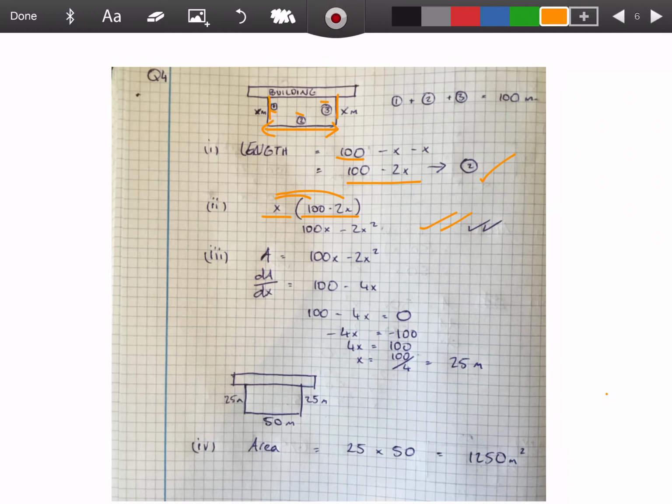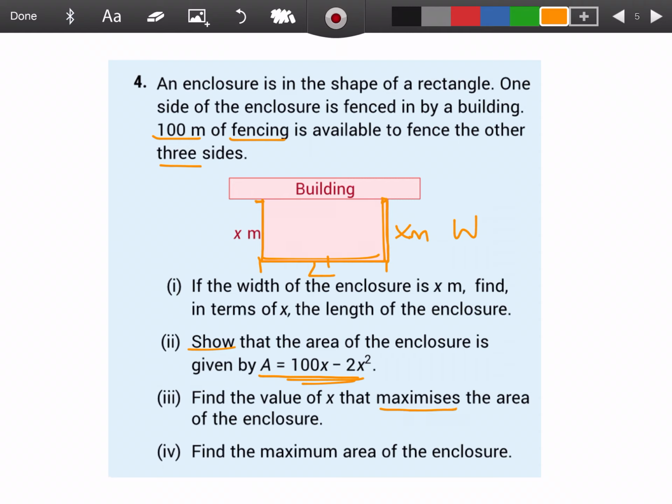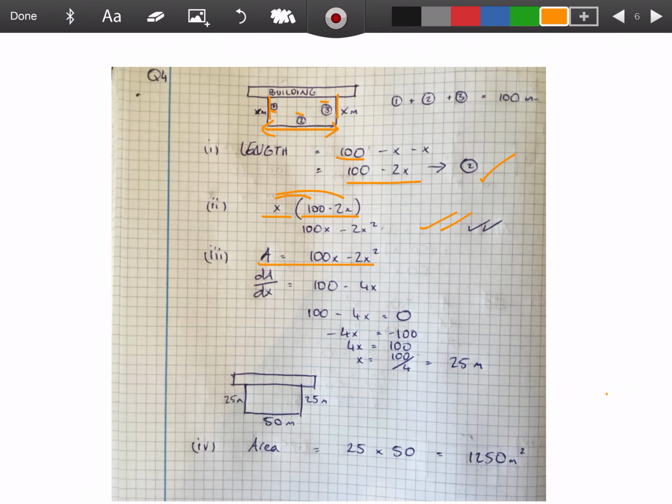Part 3, go back to the question. Find the value of X that maximizes the area of the enclosure. Remember, I get my first derivative, I put it equal to 0, and I solve for X. I've got my area formula that I worked out in part 2. I get my first derivative, put it equal to 0, and solve for X. You can have a look at that. You can pause it if you want to, to make sure you can have a proper look at those again. So now I know that X is equal to 25. I can say that side's 25, that side's 25, and the length was actually equal to 50.